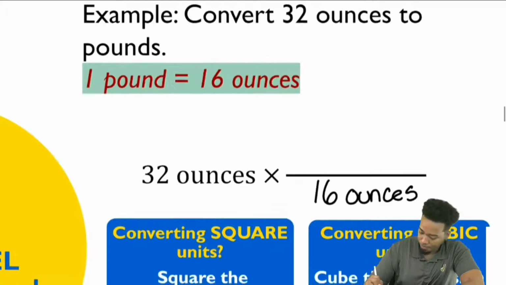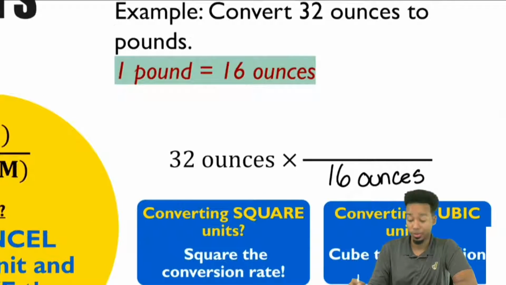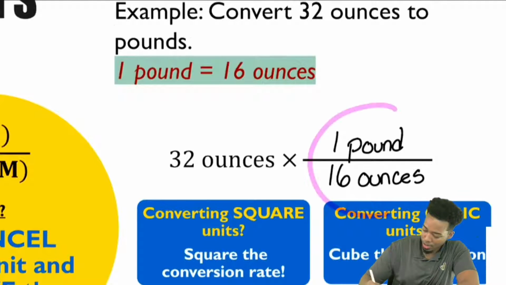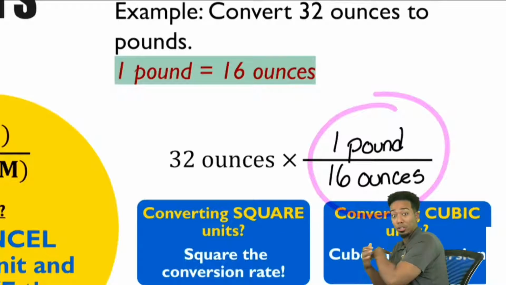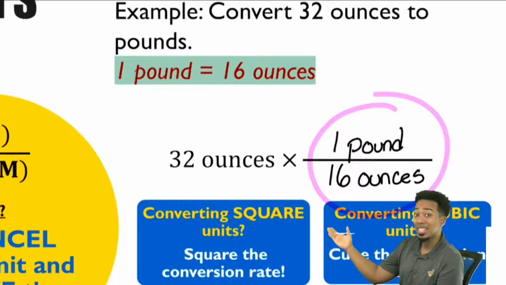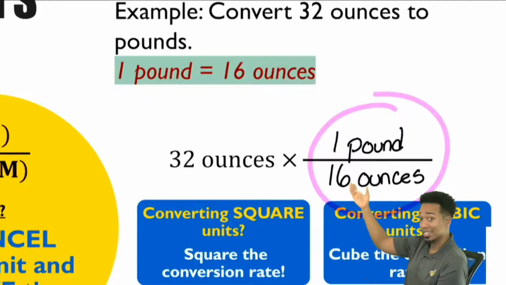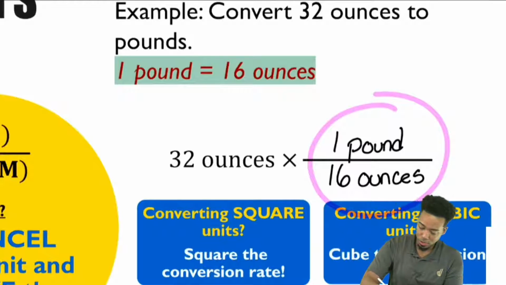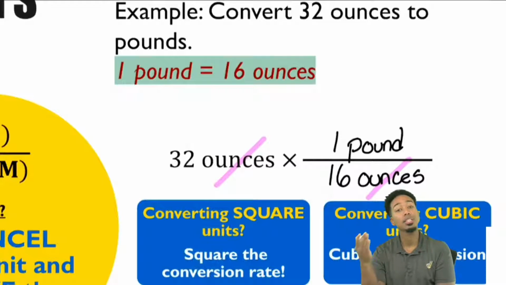Everyone, what am I going to write up top? 1 pound. Again, this 1 pound over 16 ounces, you're not doing anything to the actual value you're dealing with. 1 pound is the same thing as 16 ounces. You're technically multiplying by 1. Oh, ounces and ounces, boom, cancels out.